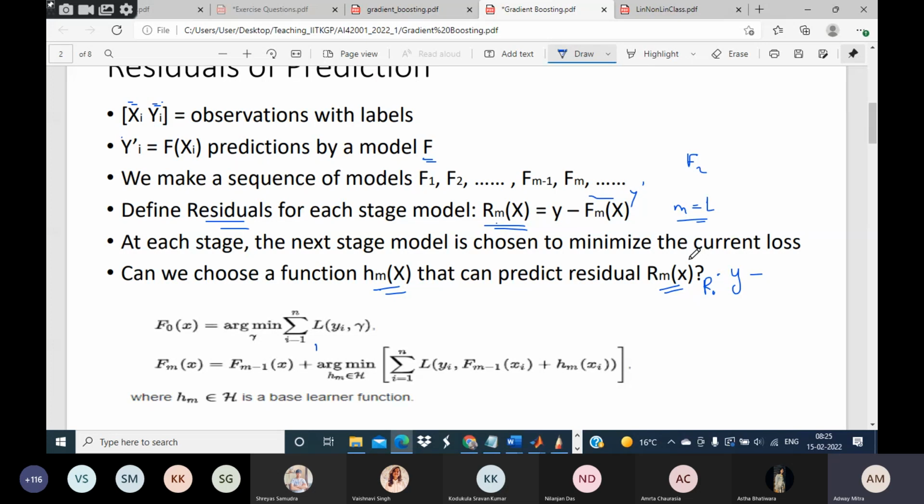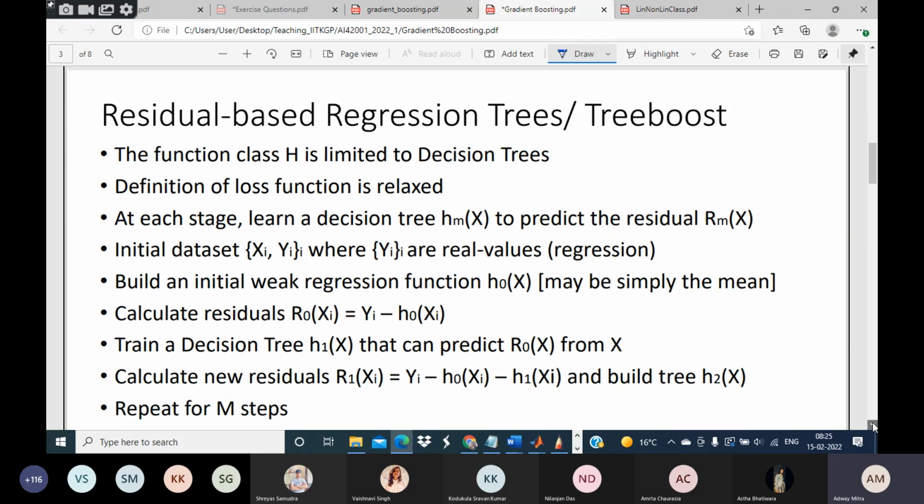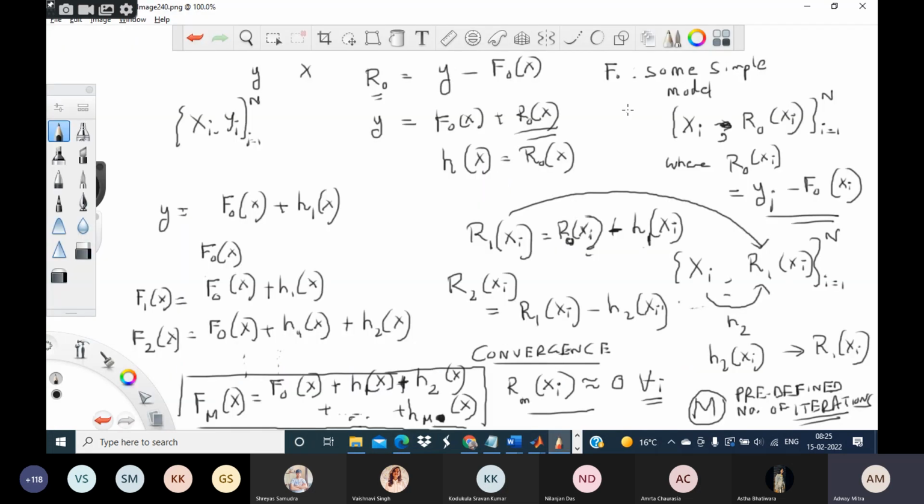So let us look at the different variants. First of all, the simplest approach is just to try what we discussed now itself. Based on this, there is one algorithm known as residual based regression trees, sometimes also known as tree boost. In that case, whatever h functions we are considering at every step, these h's are all decision trees. Not exactly decision trees, but they are all regression trees.